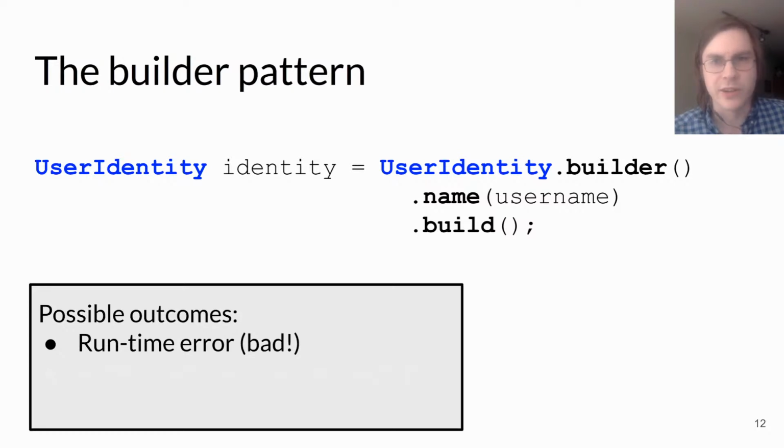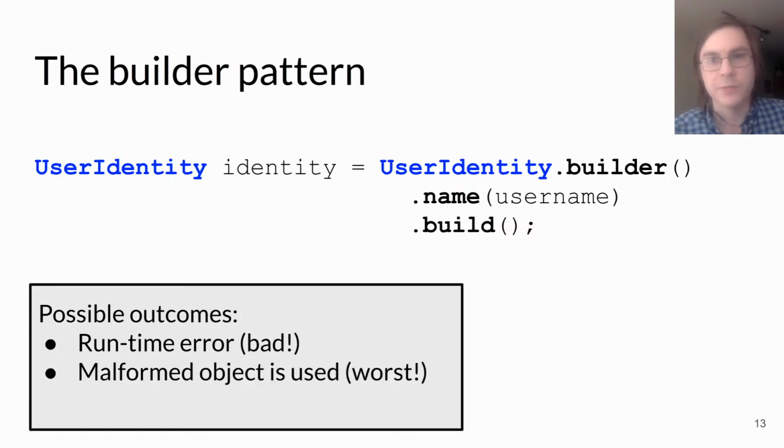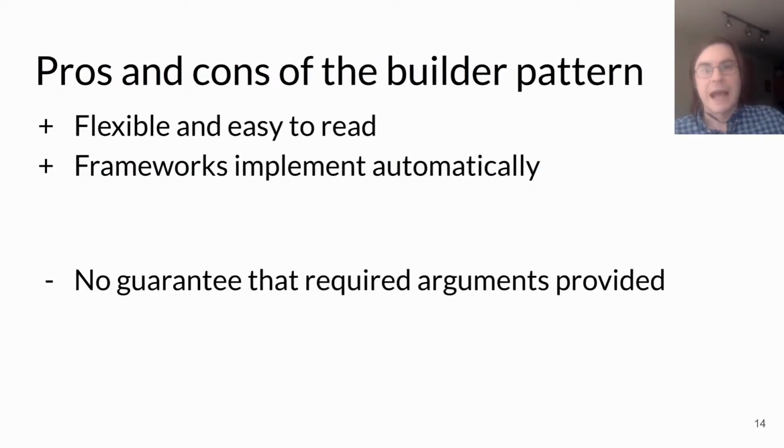In the worst case scenario, there's no check for it, and we end up using this malformed object in some way. And depending on what the object is for, this could lead to serious consequences down the line. So imagining that the object is used for some sort of security critical purpose, leaving out the parameter might leave you open to a security vulnerability. And so this shows the big downside of the builder pattern. There's no guarantee at compile time that the required arguments have been provided. And this is one of the big problems that those who provide the builder pattern face.